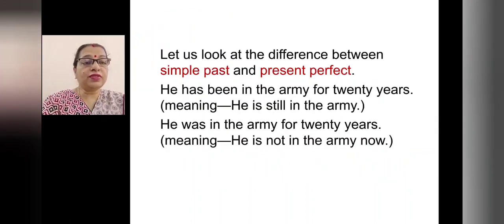Let us look at the difference between simple past and present perfect. He has been in the army for 20 years. That means he is still in the army. So has been is present perfect. And he was in the army for 20 years. It means he is not in the army now. So was is showing you the simple past. So this is the difference.